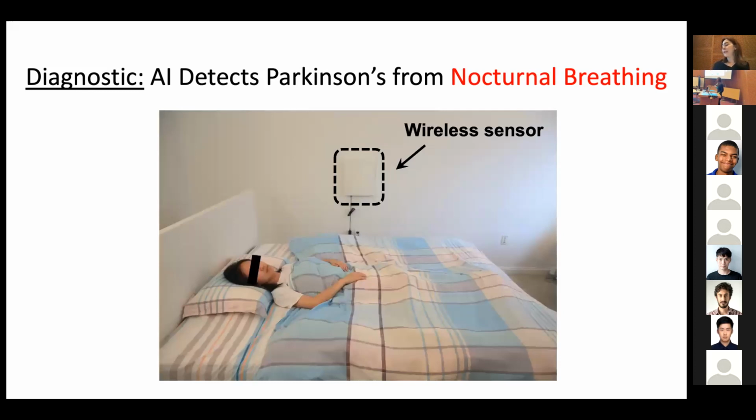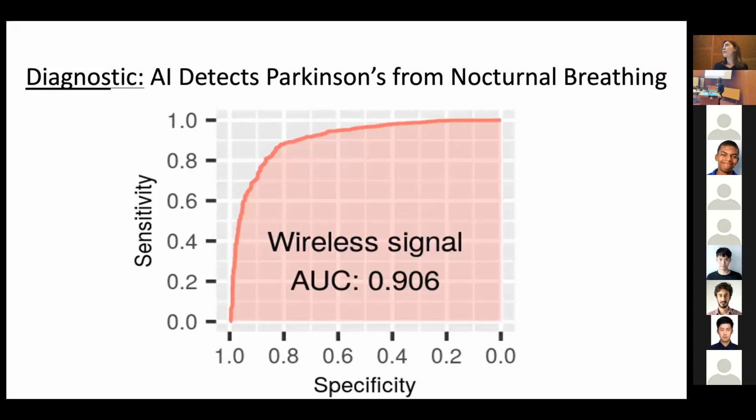So this is the setup. This is our device. It sits on the wall. Again, remember that our device can extract breathing without even touching the person. We just take the wireless signal, from the wireless signal we get breathing, and then we pass it to a neural network. And here is the AUC. As you can see, the AUC is 90%. So with an AUC of 90%, I can tell whether someone has Parkinson's or not from measuring their breathing, without even touching their body.